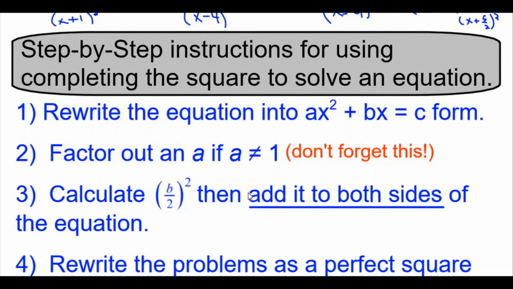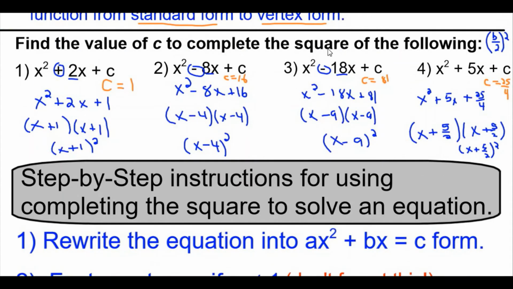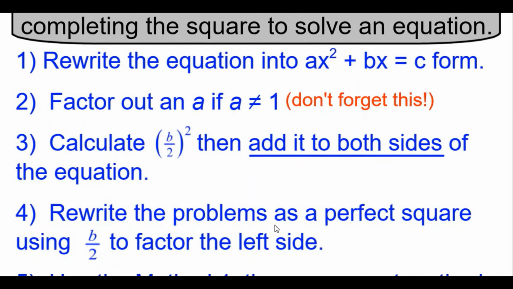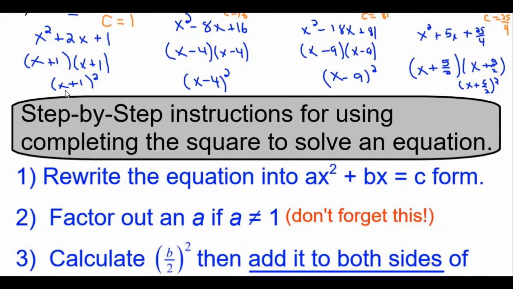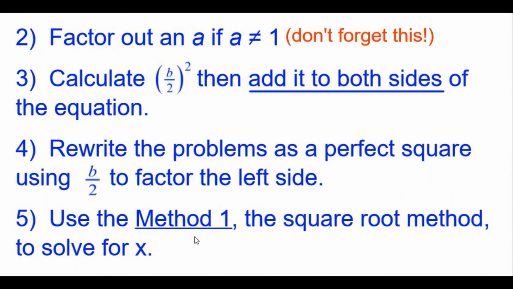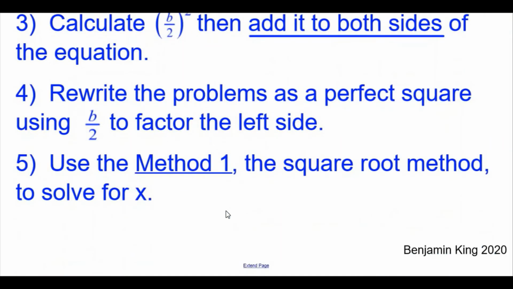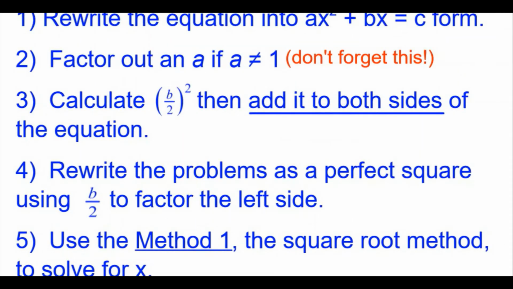The next thing you're going to do is calculate b over 2 squared. That was the whole purpose of this, to help you understand why we need b over 2 squared. And then add it to both sides to balance the equation. You're going to rewrite the problem as a perfect square using b over 2 to factor the left side. That's what we did here. So that's this step. Okay. Then you're going to use method 1, the square root method, to solve for x, because if they're all squared, we can get rid of that in an equation by square rooting. And that's the process. So I would write down these steps: rewrite this, factor, calculate. I'll give you a second to do that, and we'll look at some examples.